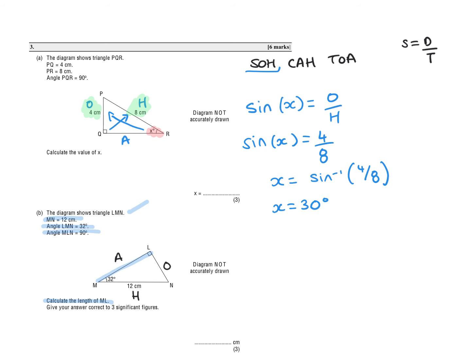Okay, so what do I have? I have the angle and I have the hypotenuse. What do I want? A. So I have a look. Which one has A and H in it? Cos. So cos of the angle equals adjacent over hypotenuse. So let's fill in everything we have. Cos of 32 equals A, which we don't know, over 12.